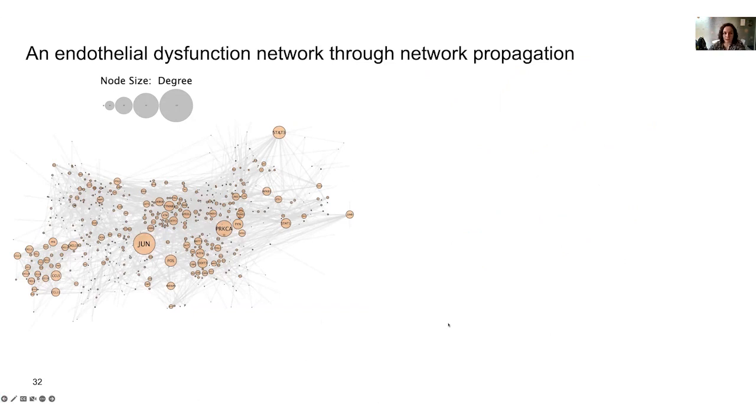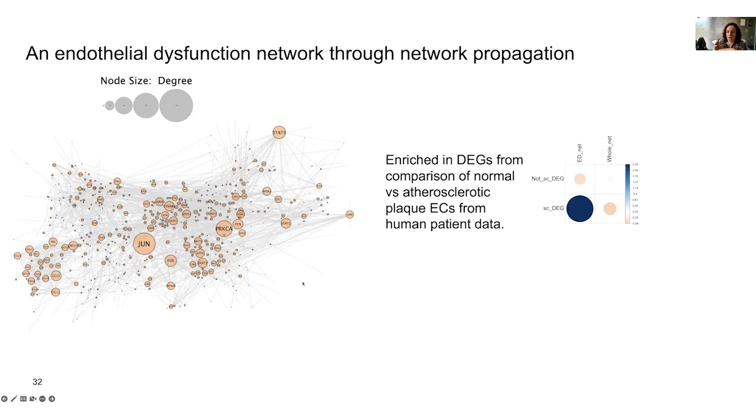It's very difficult to validate to be 100% sure that this indeed is an endothelial dysfunction network, but as an indication of this, we took single cell data from patients from normal versus atherosclerotic plaque endothelial cells, and we found that there was a significant enrichment in our network of those genes found to be deregulated in these conditions, at least supporting that indeed this is enriched on genes relevant for endothelial dysfunction.